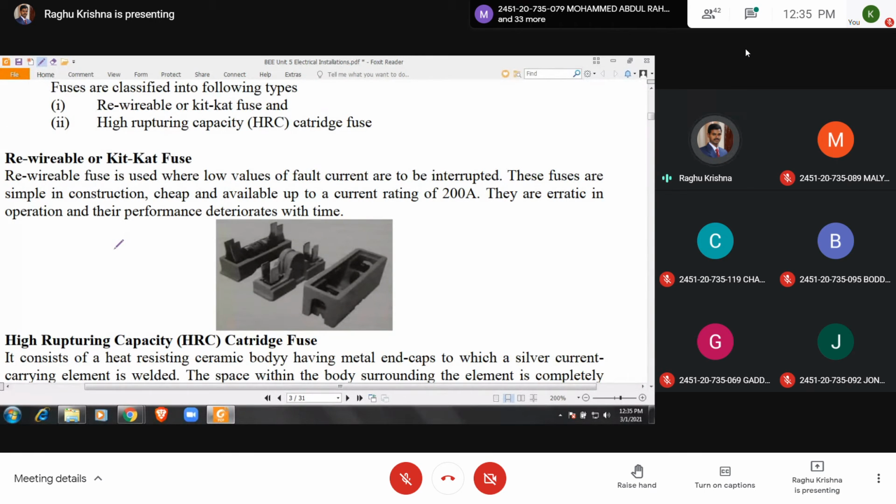Here these are used where low values of fault current are to be interrupted. So when the current values are low, we can use this rewirable fuse. These fuses are simple in construction, cheap, and available up to a current rating of 200 amperes.